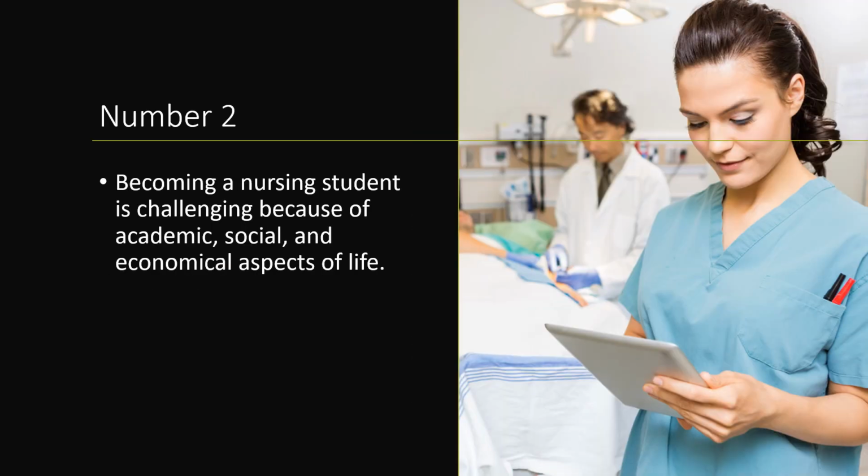Number 2 is about nursing. I have this topic sentence. Becoming a nursing student is challenging because of academic, social, and economical aspects of life. So in here I have becoming a nursing student is challenging as my main idea, and I have academic, social, and economical aspects of life as the supporting details.